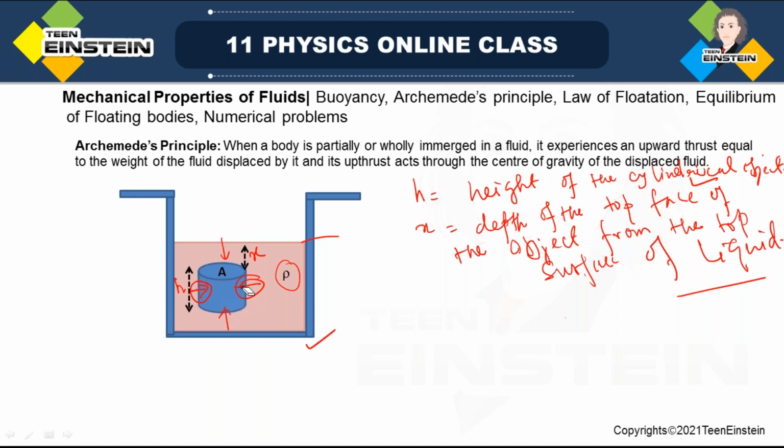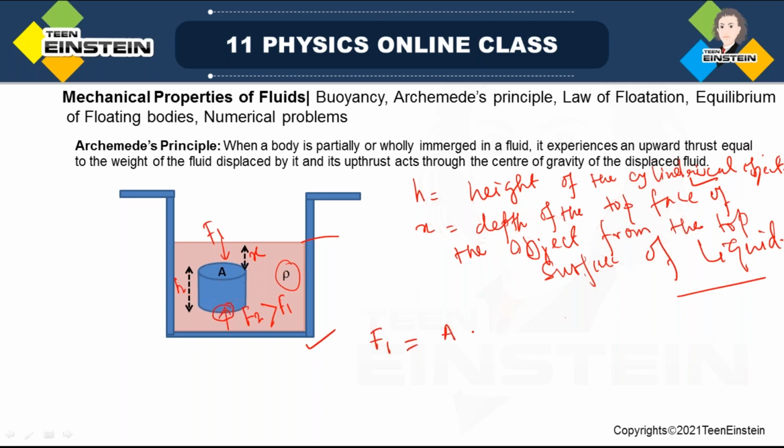Only two pressures will not be able to cancel each other, because the pressure exerted by the liquid at the bottom face is greater than at the top. Suppose this is F2, greater than F1 over there. That's why it has upthrust. We have already discussed that. Now we will try to calculate what F1 is.